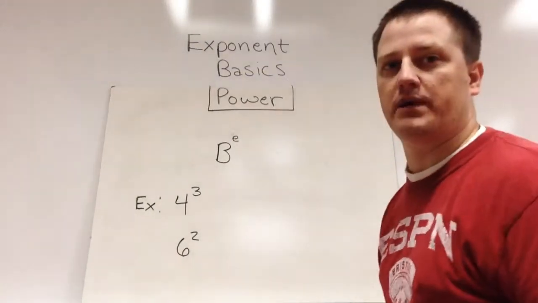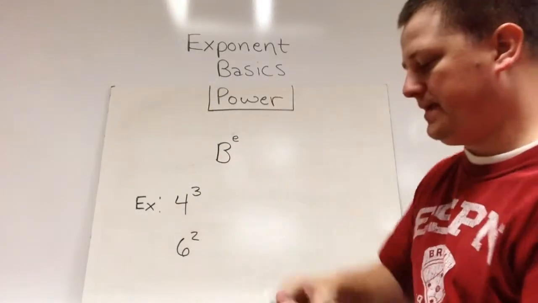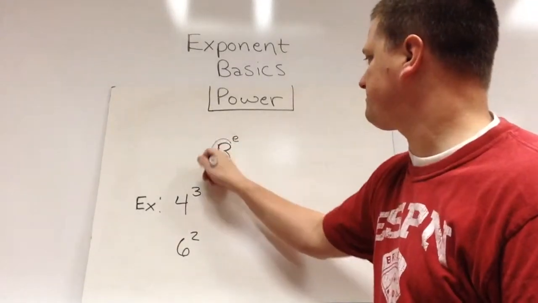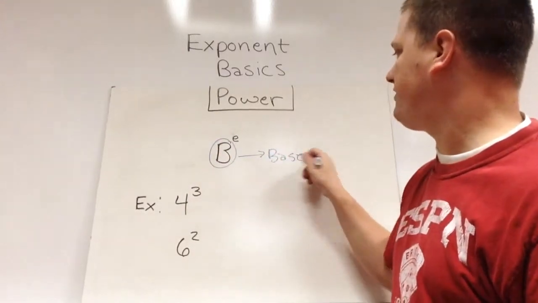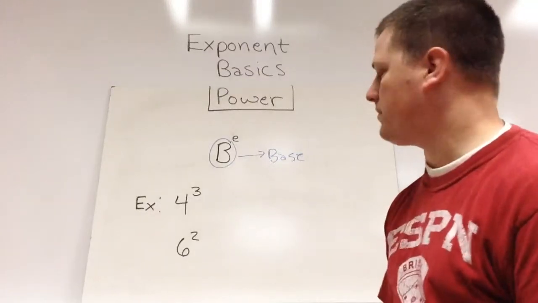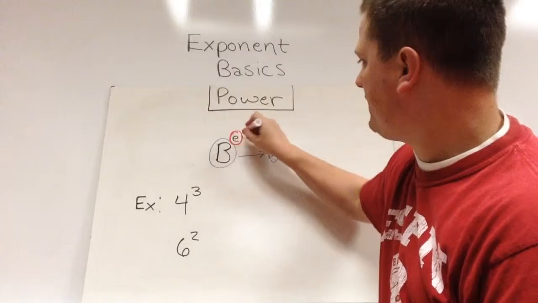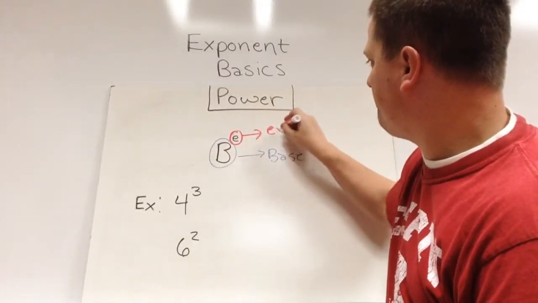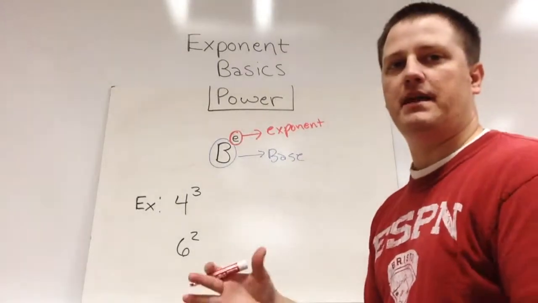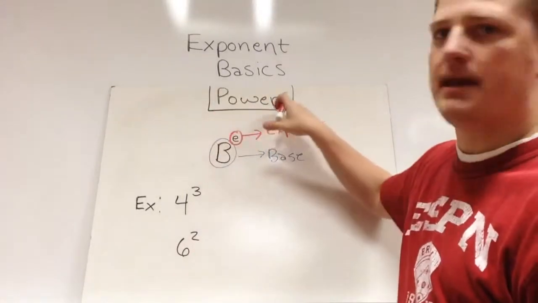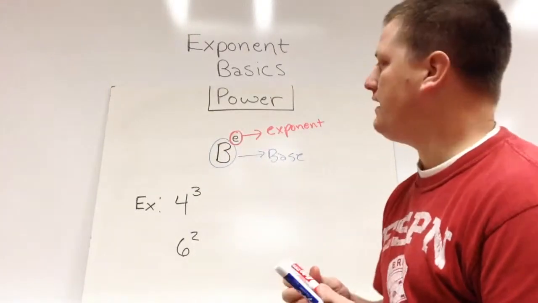We want to first focus on the basics of the power. And so what I have is a large B. This right here is known as the base. It's the main number within the problem. This E here is representing our exponent. These things put together are what create a power. So this right here, B to the power of E, is the power.